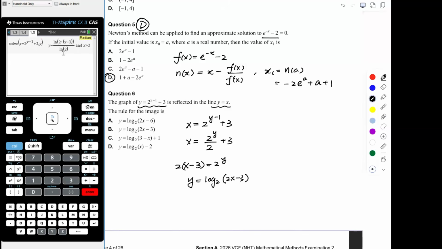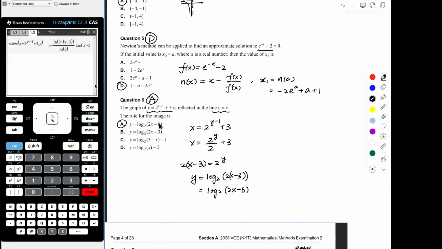And now, if you look at this format, it's natural log of 2x minus 6 divided by natural log of 2, which is log base 2 of 2x minus 6, okay? So I believe that's, oh, by the way, I should have a bracket here, which is log 2 of 2x take 6, option A, equation of the image.